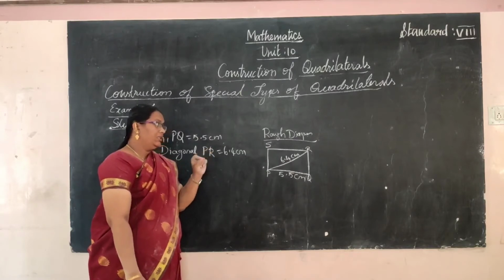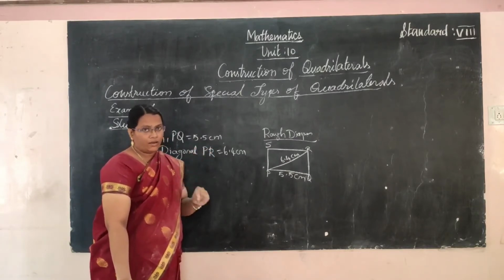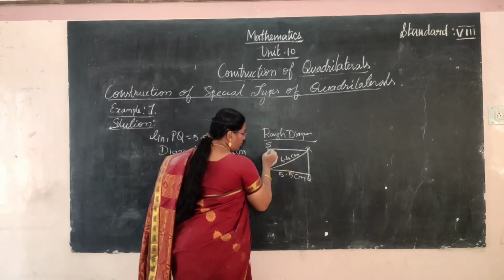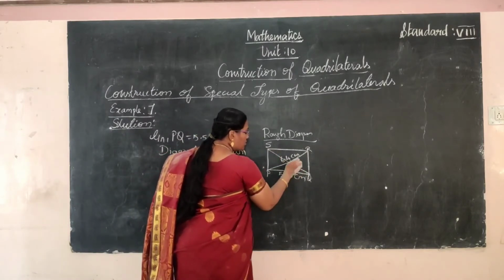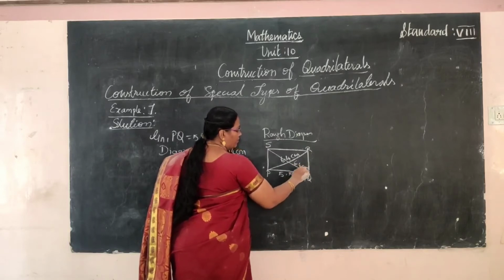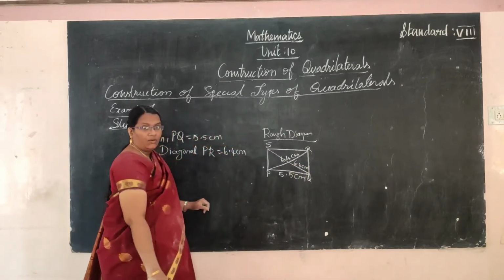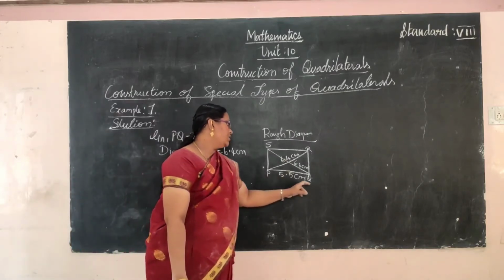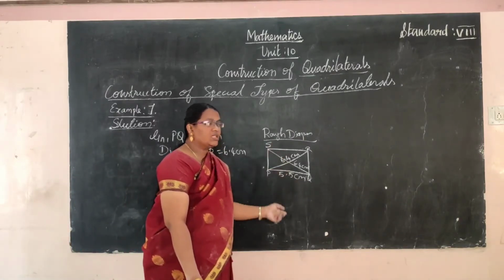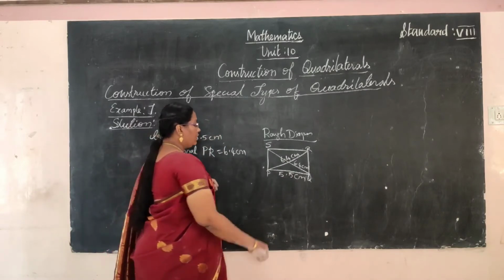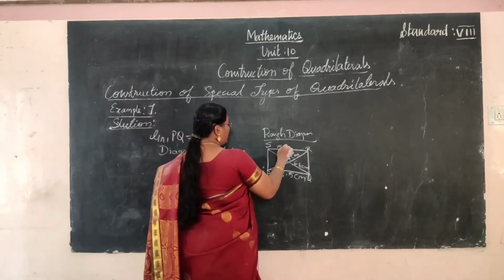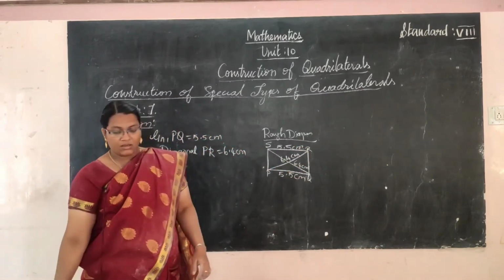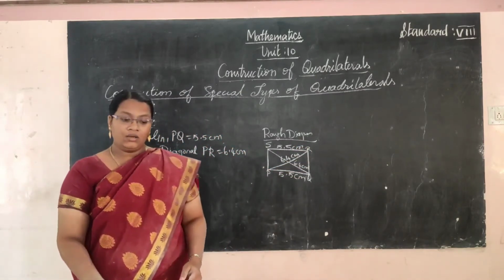What is that? The diagonals are equal in a rectangle. So PR is 6.4 centimeter, then QS is also 6.4 centimeter. And PQ is 5.5 centimeter. Opposite sides are equal in a rectangle, so here 5.5 centimeter, here also 5.5 centimeter. Now we can draw the quadrilateral.